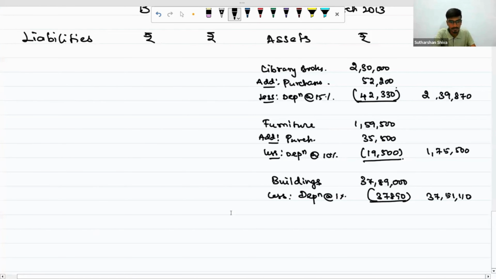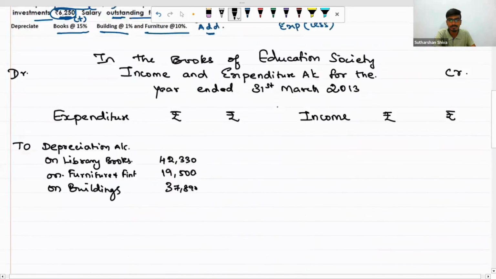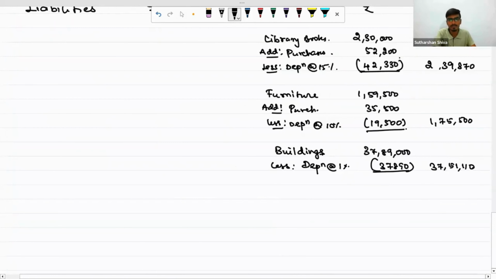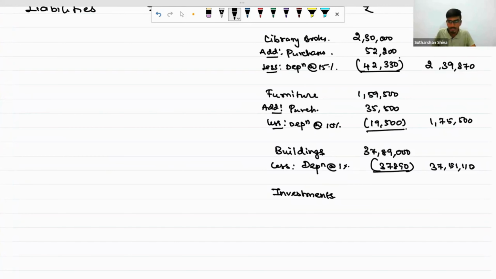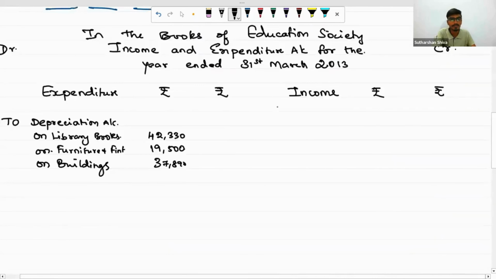Then we'll go for investments. What is the investment value they have given? 21,25,000. We simply write it down: investments, 21,25,000.